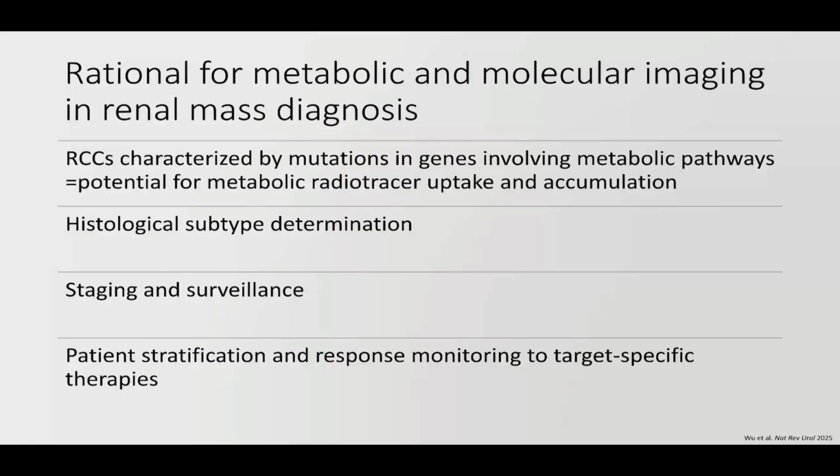There are several reasons for pursuing metabolic and molecular imaging in renal masses. First, RCCs are characterized by mutations in genes involving metabolic pathways, which represent a potential avenue for using metabolic radiotracers. Molecular imaging also has the potential for helping with histological subtype determination, as well as staging and surveillance. And finally, molecular imaging can also allow for patient stratification and assessment of treatment response to target specific therapies.